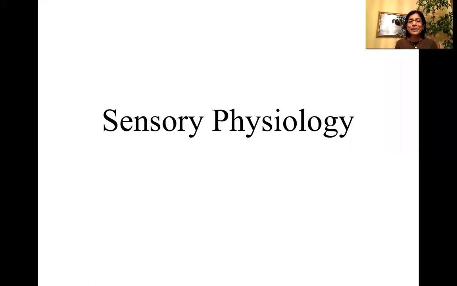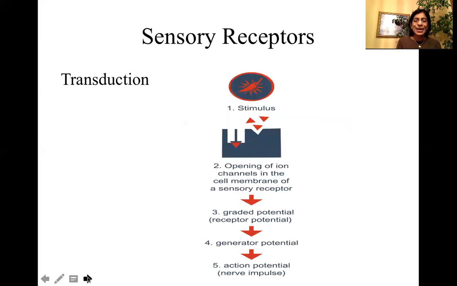Let's understand the very basic details of sensory physiology in this lecture. What are sensory receptors? These are specialized cells. They could be neurons, they could be epithelial cells. They have the ability to detect a change, whether it be within the body or changes that are occurring around us.